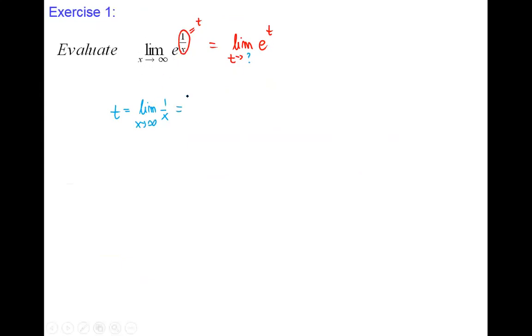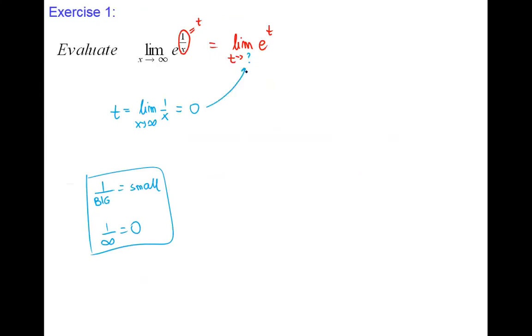Can you tell me this? 1 over x at positive infinity? Of course, it's 0. We remember 1 over big is small, which means 1 over infinity will always give me 0. It's really informal. Okay, that means 0. I can put 0 here. And this one is not even an end behavior. I can substitute 0. What is e to the power of 0?